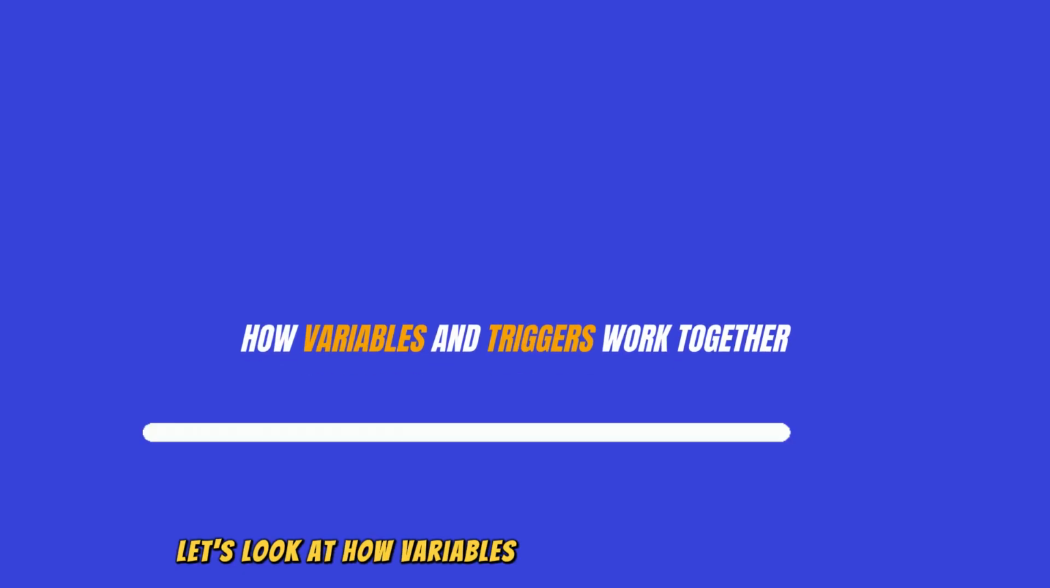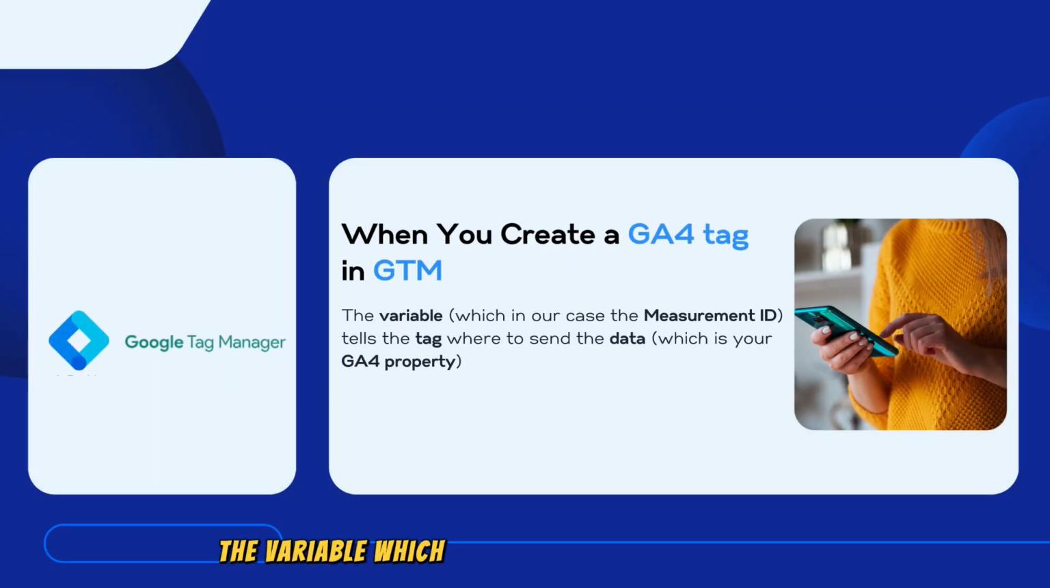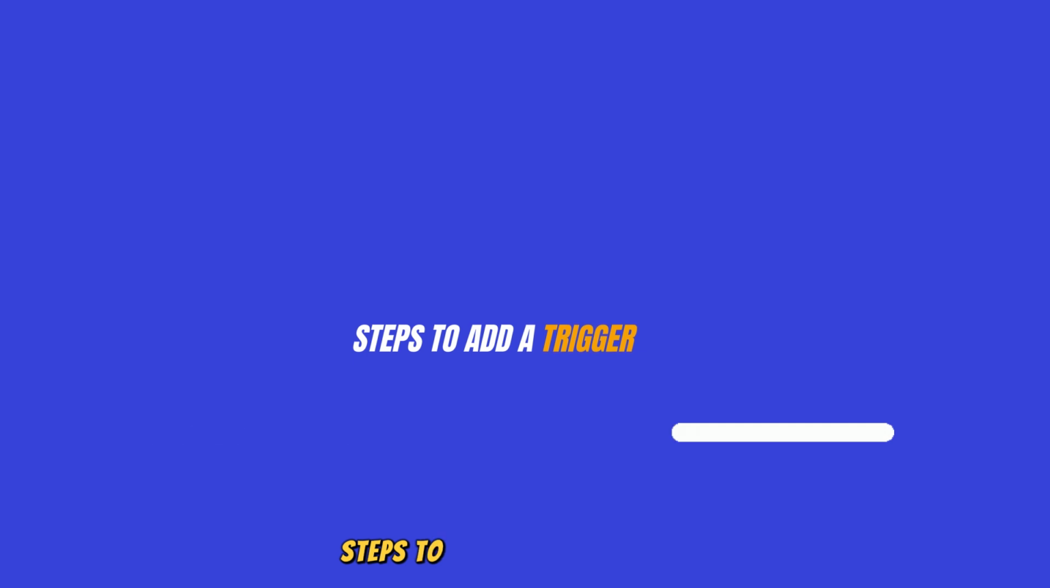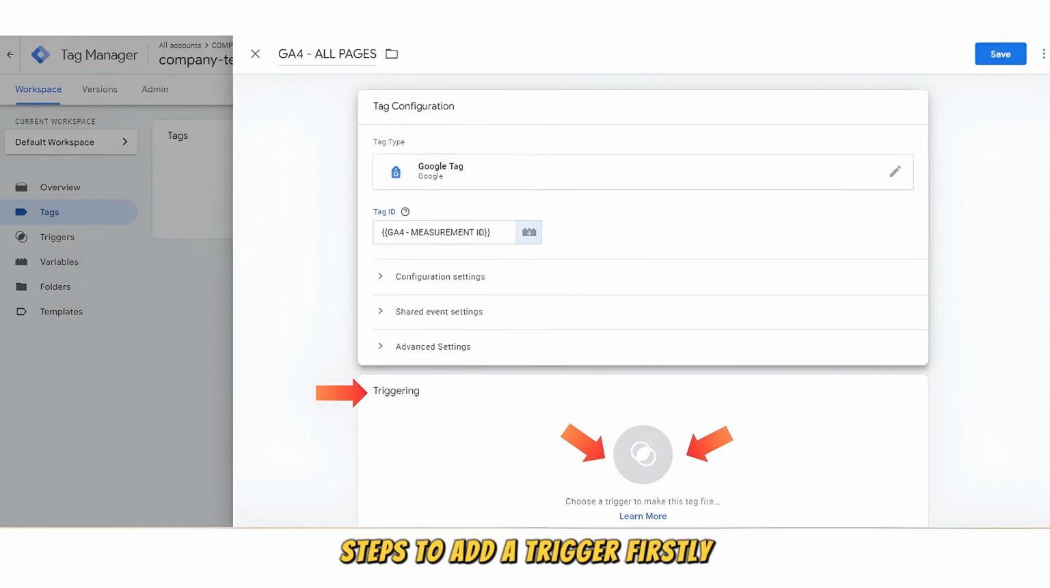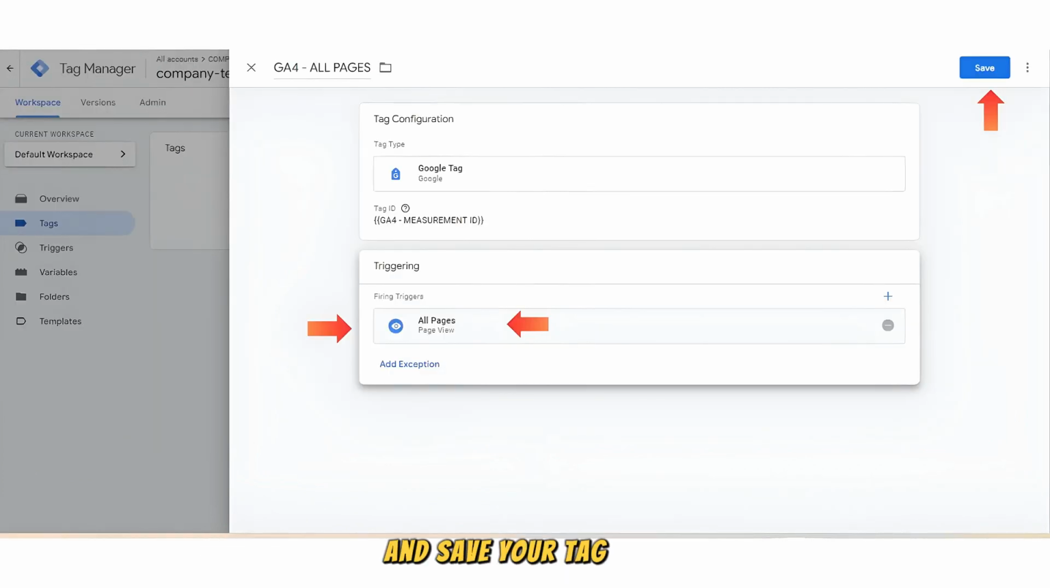Let's look at how variables and triggers work together. When you create a GA4 tag in GTM, the variable, which in our case is the measurement ID, tells the tag where to send the data, which is your GA4 property. Then the trigger, for example, All Pages, tells the tag when to fire, which is whenever a page is loaded. Steps to add a trigger. Firstly, click Triggering, then select All Pages to track visits to all website pages, and save your tag.